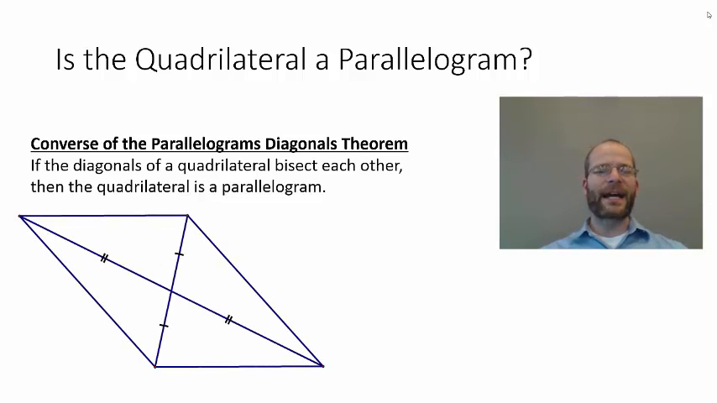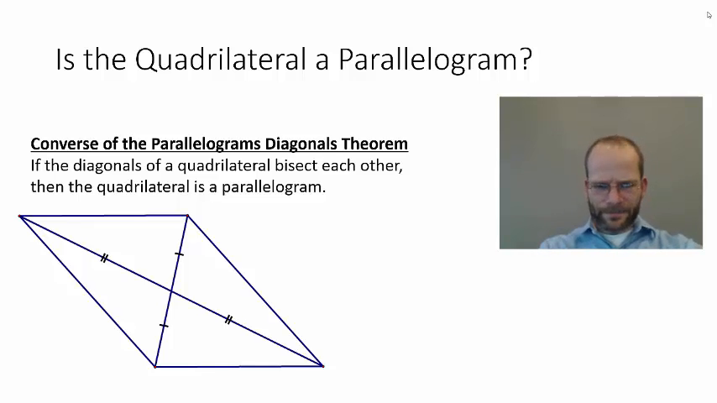Notice when we see this diagram, we don't know that it's a parallelogram initially. All we know is it's a quadrilateral. It has the diagonals drawn in, and the diagonals bisect each other. The question we're trying to answer is, is it a parallelogram? And the converse of the parallelograms diagonals theorem does in fact answer that question. Let's just prove it real quick.